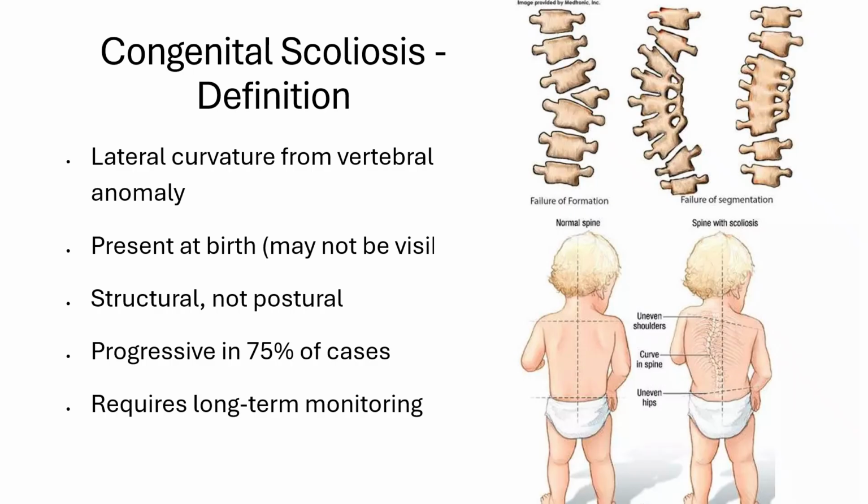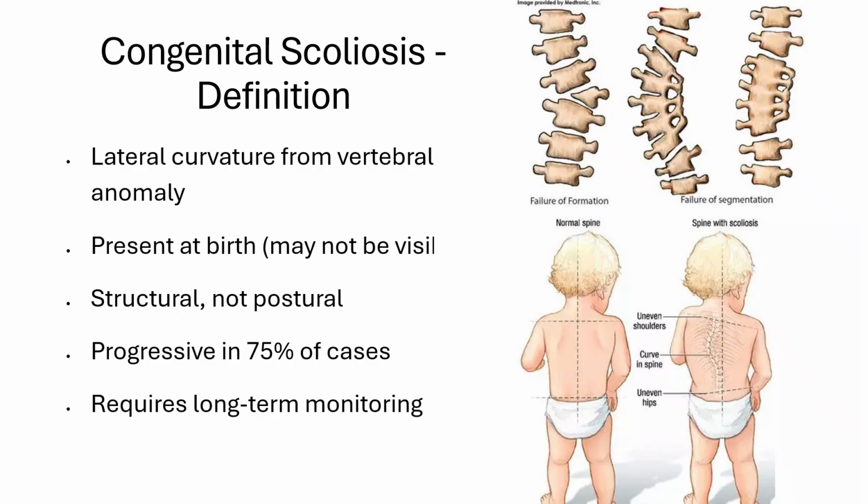Congenital scoliosis represents the latter scenario, where the structural abnormalities create inevitable curvature as growth occurs. This makes it a structural problem rather than a postural one, meaning that exercises or bracing alone cannot correct the underlying cause of the deformity.